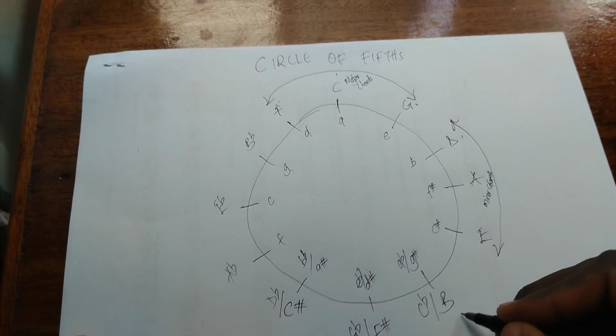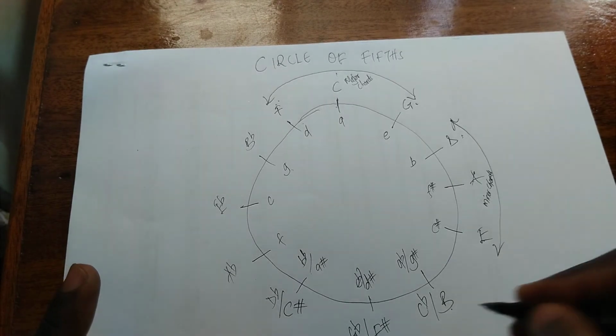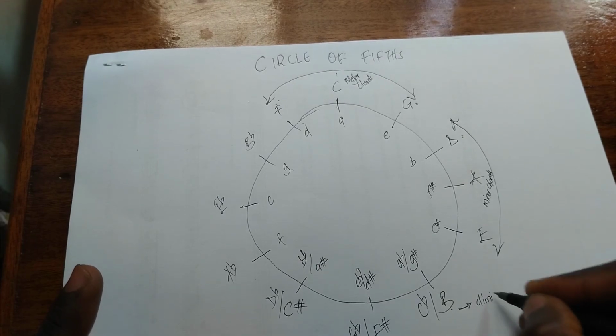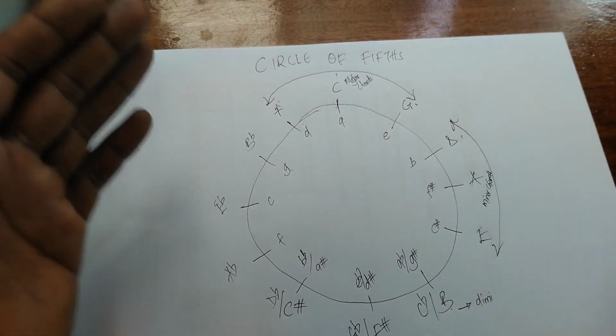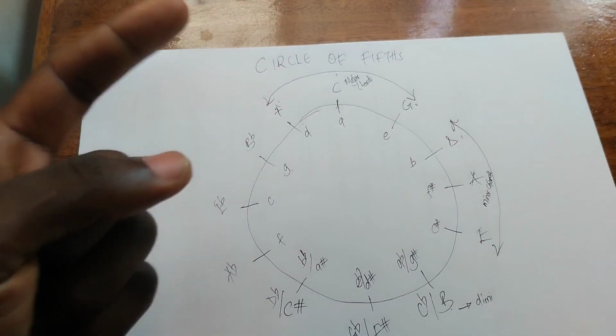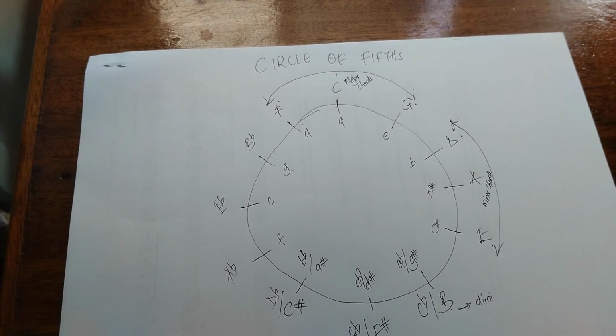Then the last one to be looked for in the key of C is B. This B is going to be the diminished one, because it is the 7th chord of key C. So we can also get the quality of the chords from the circle of fifths. There's one last thing that we are going to see about the circle of fifths, which is very important. But before that, there is something that we need to see.